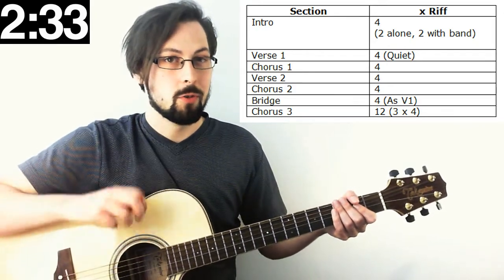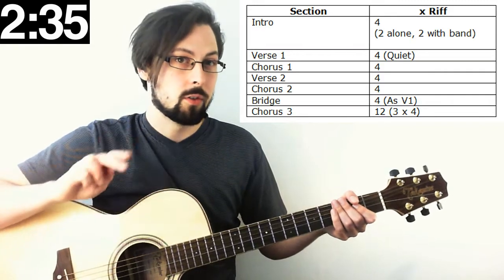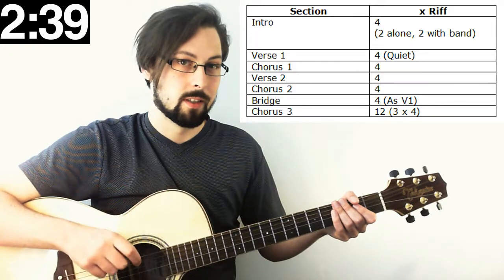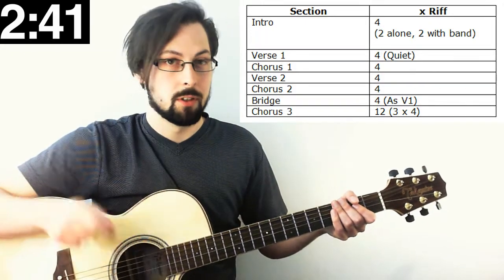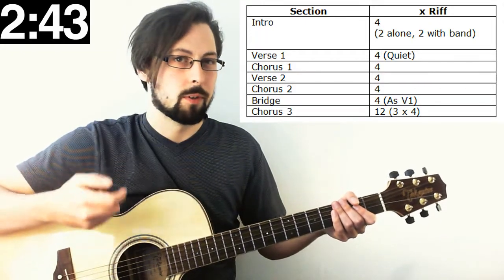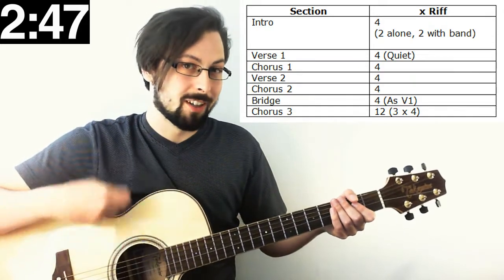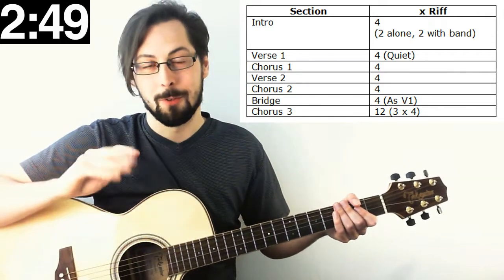So we've got an intro that's a total of 4 cycles. 2 without the backing band, so it's just the guitar by itself, then 2 with the drums and things like that. Next we've got 4 of verse. This is where it goes down to the stripped down rhythm, the more simple strumming pattern. We're back up to the more extreme strumming pattern for the chorus, which is 4 cycles of riff.